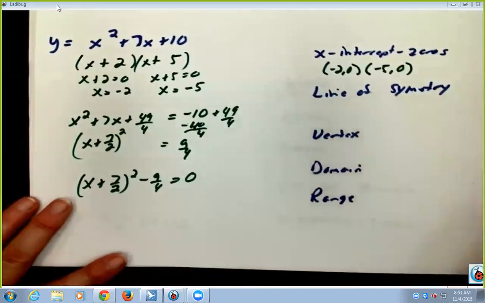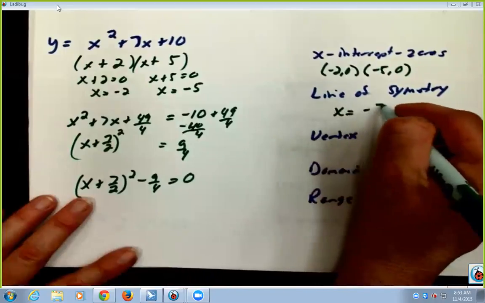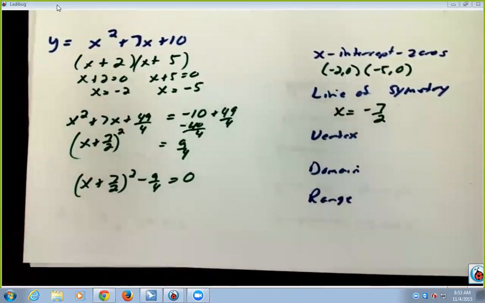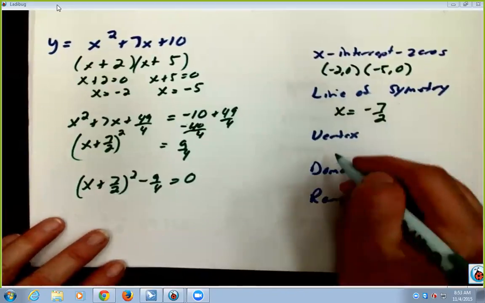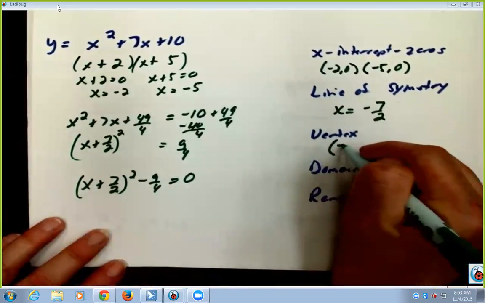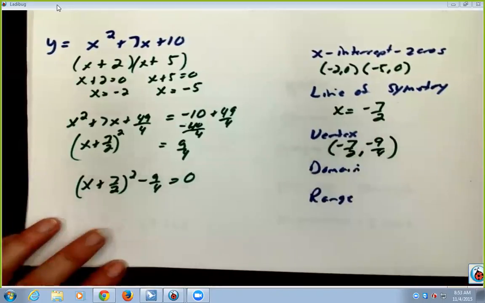So what's my line of symmetry? My line of symmetry is x equals negative 7 halves. So that's going to split my parabola. My vertex is negative 7 halves, comma, negative 9 fourths.